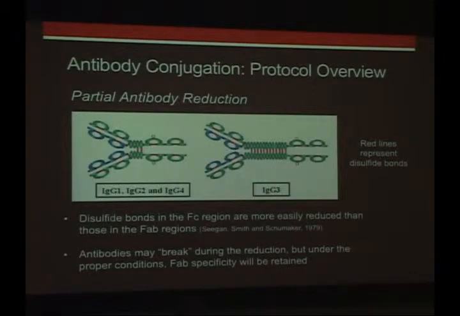If we use too much, antibodies can break, so we can actually separate the two arms of an antibody by fully reducing it. That's not a huge deal because you actually will retain antigen specificity, which is really directed through the Fab regions. But some antibody clones that require disulfide bonds in those regions, especially the CDR regions, can be a little problematic in terms of labeling through this protocol.